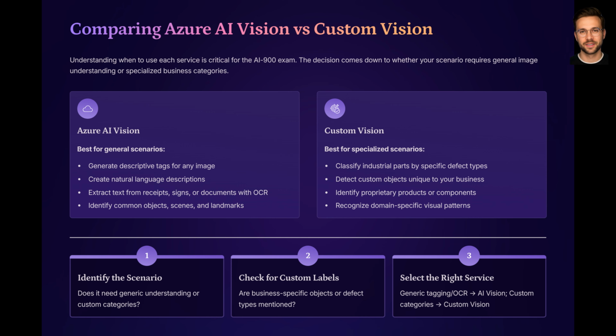In this case, the defect categories are not generic. They require a model trained on the company's own images. This is a good fit for Custom Vision.